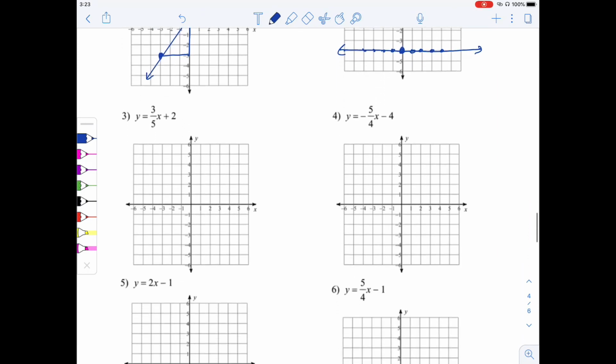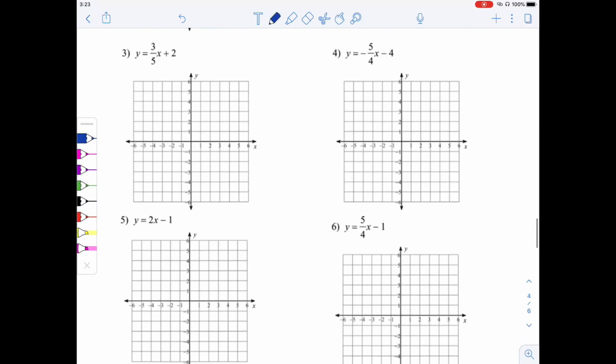Okay, let's do a negative. So number 4. So again, slope is -5 over 4. Our y-intercept is -4. So we start at -4. Use your slope, down 5, right 4. So we're going to run out of space going down. Kind of go down too far. So we've got to go up. So we go up 1, 2, 3, 4, 5.